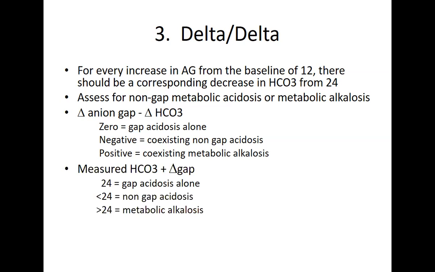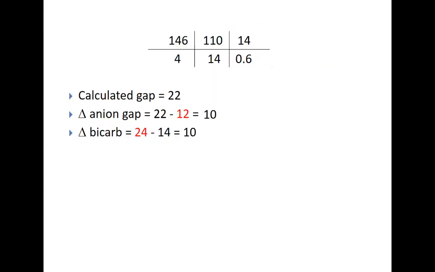This is Dr. Dilling's method that he taught me when I was a fellow. You take your measured bicarb, you add your delta gap, and if it equals 24, that's a simple gap. If it's less than 24, less means acidosis. More than 24, positive means alkalosis. We'll work through a couple of problems. Pick the way that works best for you. Again, I don't use either of these, I just think about it in my mind, but do whatever works best for you. So let's go through a couple examples.